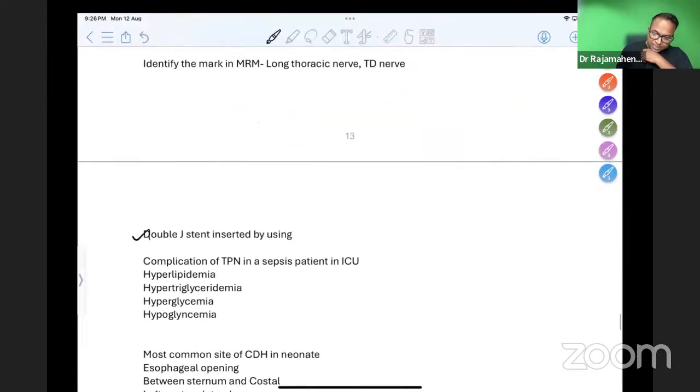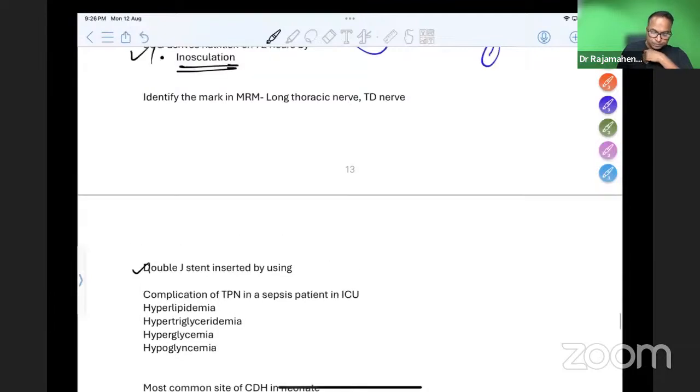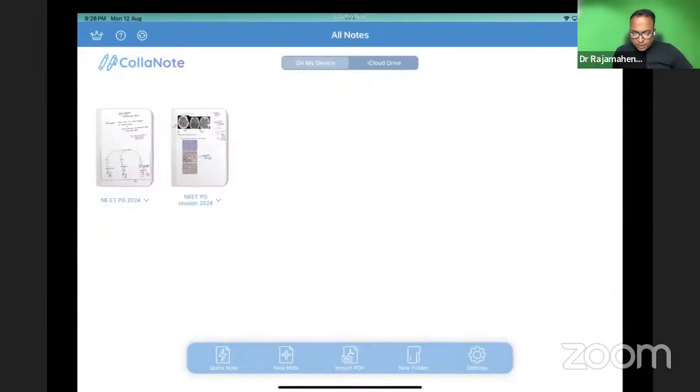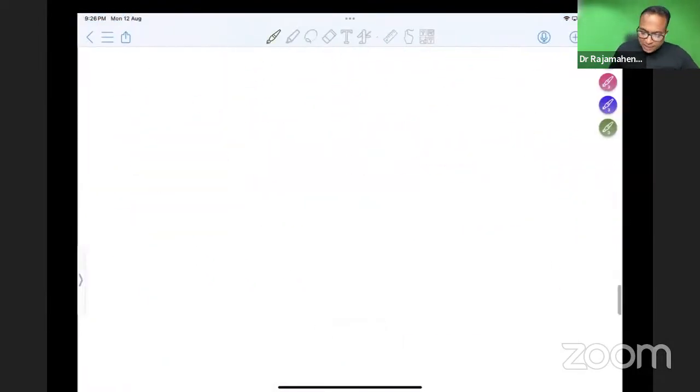See, double J stent inserted by using cystoscope. Identify the MRM image. Long thoracic nerve was identified in the image. This video I have put. So what are the nerves which you will be encountering during an MRM? Please remember the boundaries of axillary dissection.